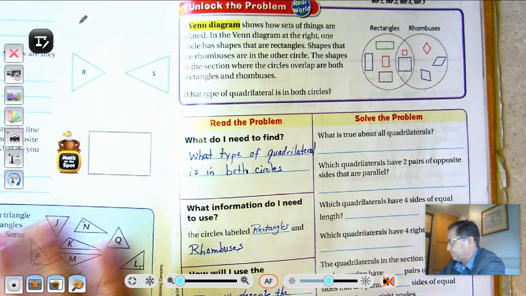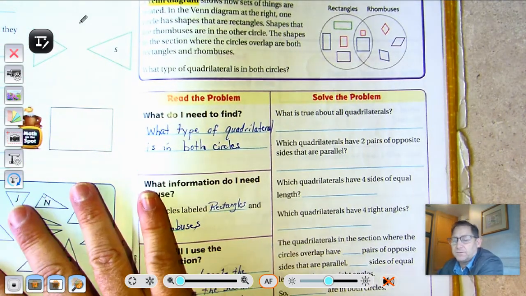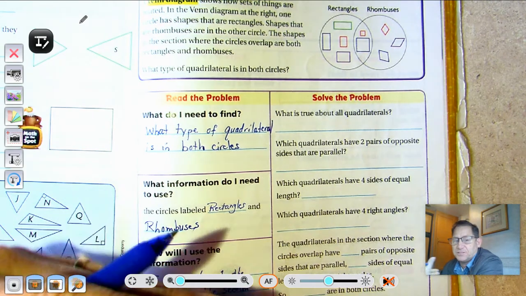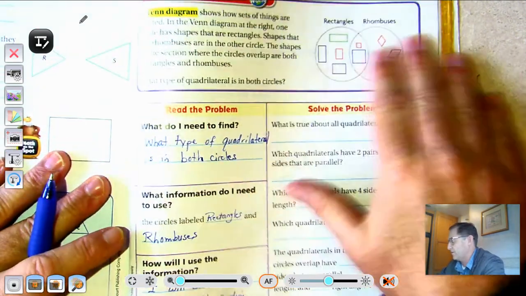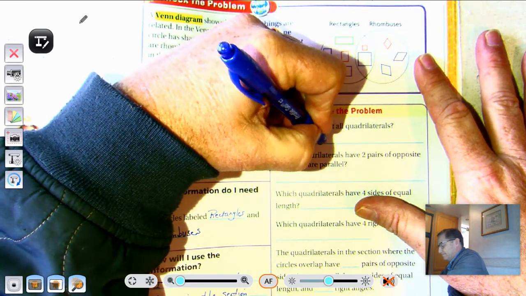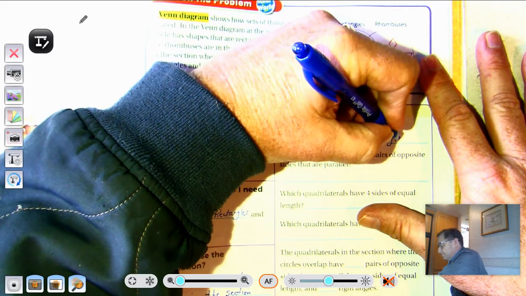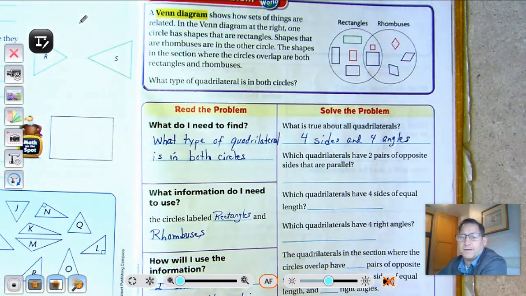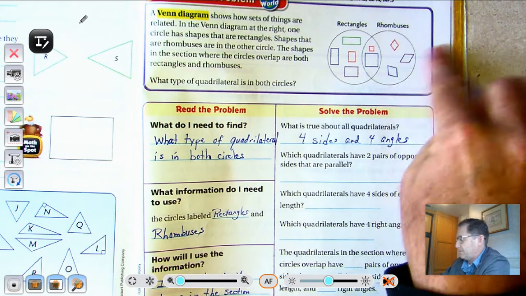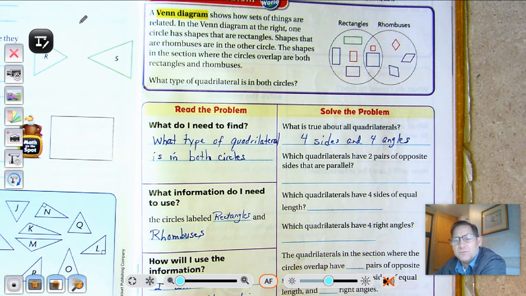All right, so now, what is true about all quadrilaterals? So these are just some general questions to ask yourself as you're solving this problem. Well, they have four sides and four angles. Okay, so we know that all these shapes here are quadrilaterals. All right, they have four sides and they have four angles. Now, let's get a little more specific with them.